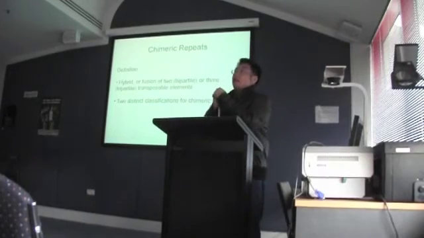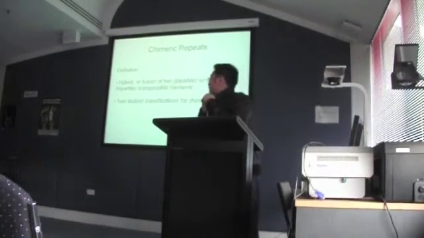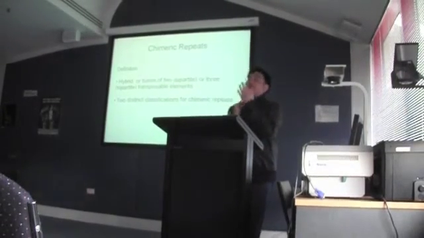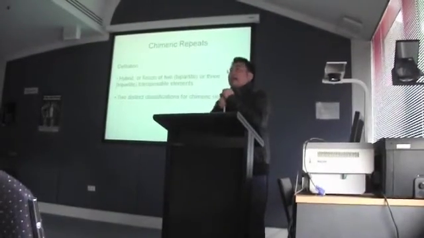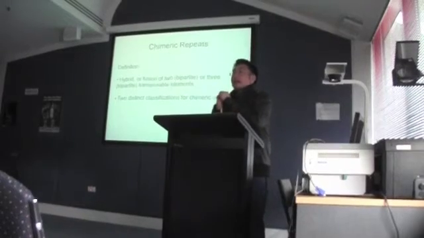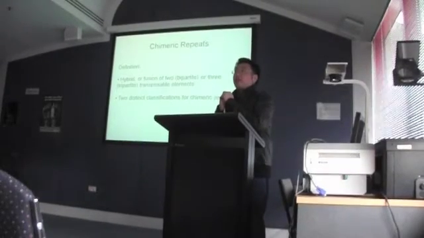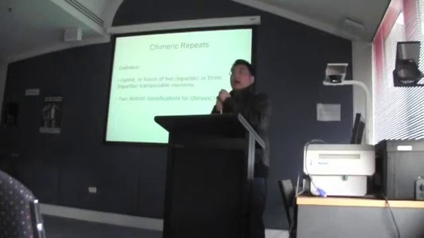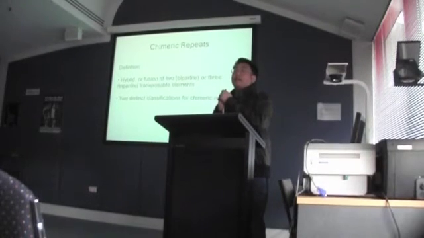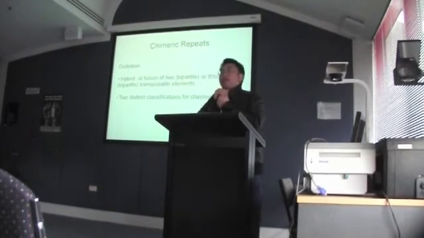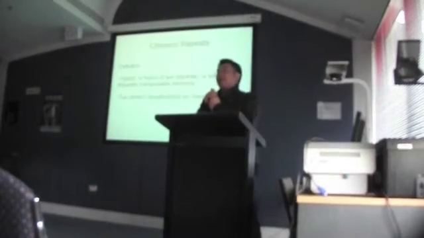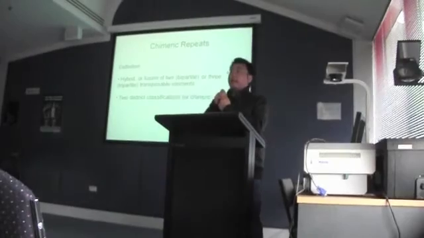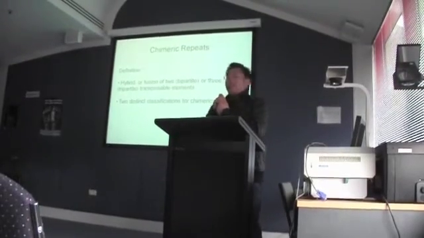Chimeric repeats: the simplest definition is a hybrid or fusion of a few different non-transposable elements. This type of chimeric repeat cannot be identified by the current RepeatMasker software because they don't share any homologs with any well-studied transposable element. So right now, there are two different types of chimeric repeat classification proposed by other scientists, which I will talk about later on.